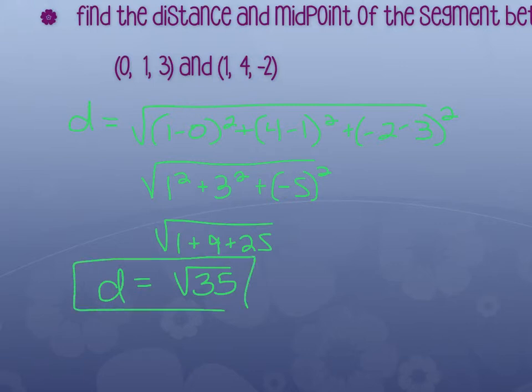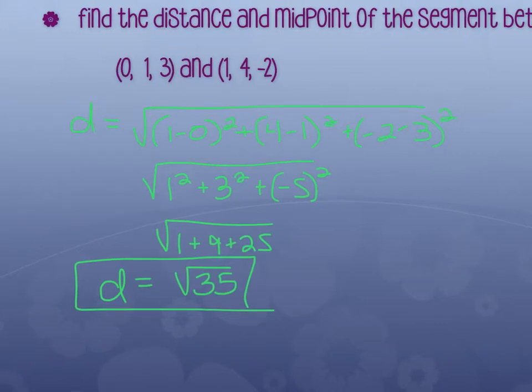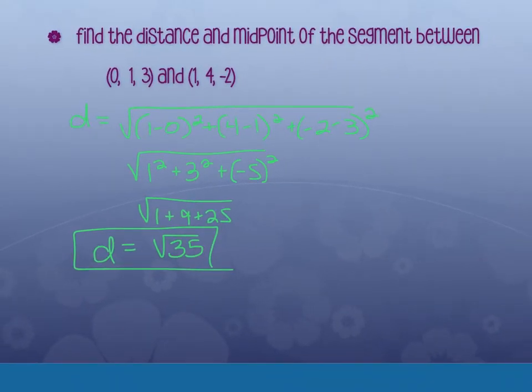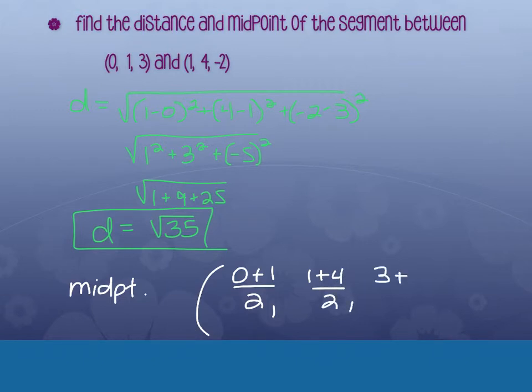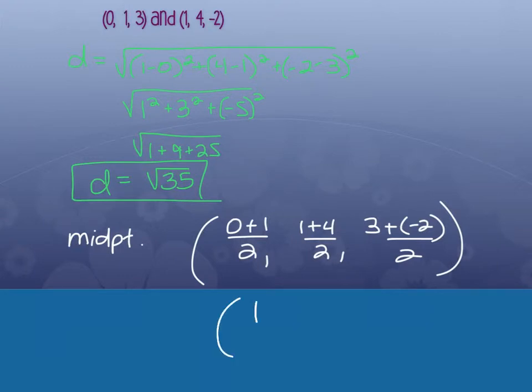Just like everything else, if that square root could be reduced, you would make sure you reduce it. Obviously, 35 breaks down to 5 and 7, which doesn't get reduced. Easy stuff, right? And then midpoint, I'm going to add the 2 x's, divide by 2, add the 2 y's, divide by 2, add the 2 z's, divide by 2. And I get 1/2, 5 halves, and 1/2.